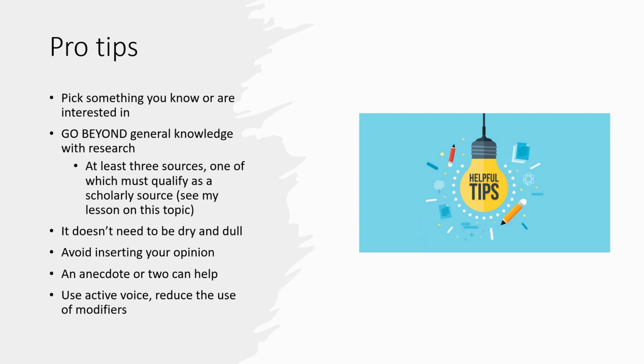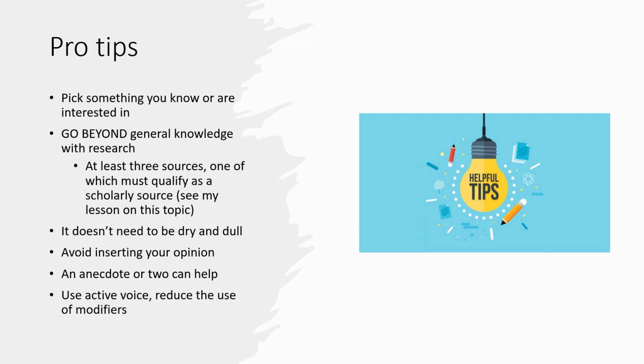And so you've got to include at least 3 sources, at least one of which has to be a scholarly source. I talk about scholarly sources and other credible sources in another lesson. Make sure you understand what I'm talking about there and you use them appropriately in this paper. Because it's an academic paper, it doesn't mean it's got to be dry and boring.